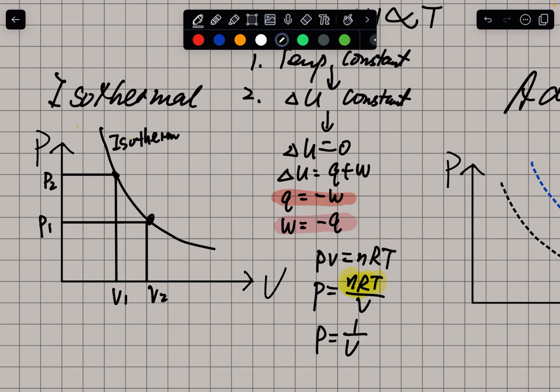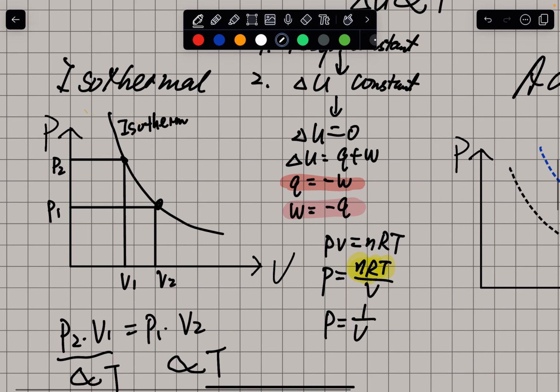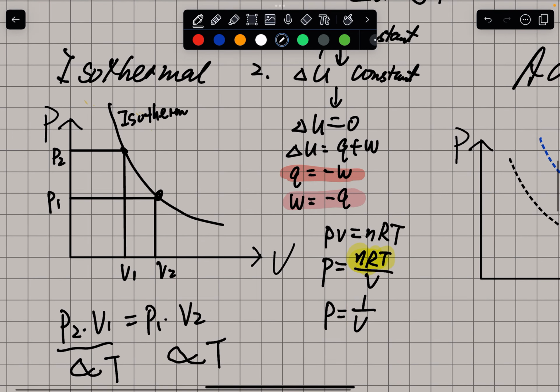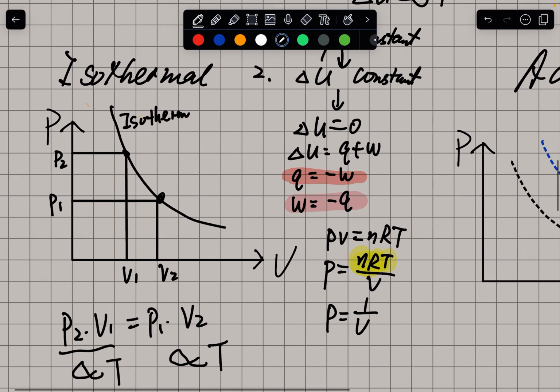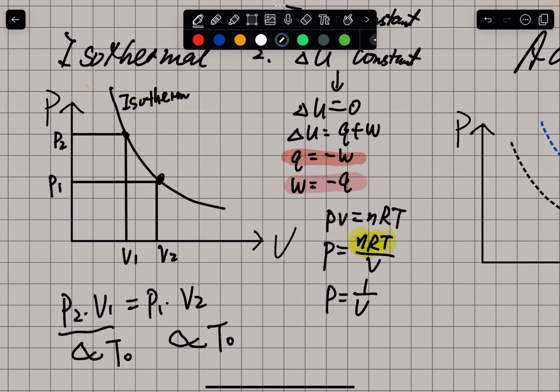They have the same temperature, meaning that P2 times V1 equals P1 times V2, right? Because this is proportional to temperature, and this is proportional to temperature, and the temperature T, let's say T null. They're the same temperature. So every single spot on this isotherm gives us the same temperature, okay?